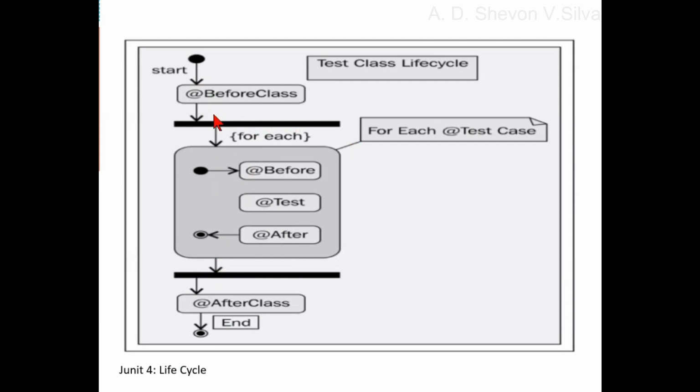Here the @BeforeClass annotated public static void no-argument method will be executed before execution of any test method in the class. @AfterClass, an annotated public static void no-argument method will be executed after all test methods of this class are executed. @Before, this method will be called before each test method in the class. @After, this method will be called after each test method in the class.